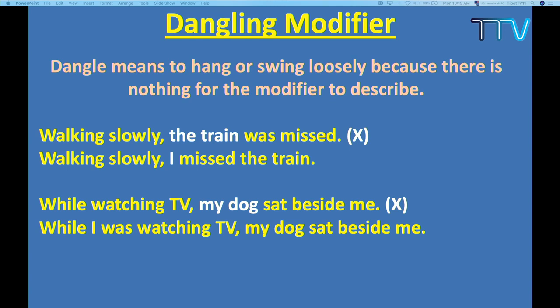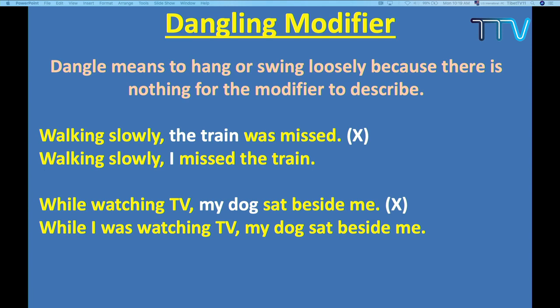Walking slowly, the train was missed. Walking slowly is the modifier. The train was missed. It does not mean the train is walking. Who is walking slowly? Is it the train who is walking slowly or someone else? So there is some confusion. Walking slowly is not used properly.